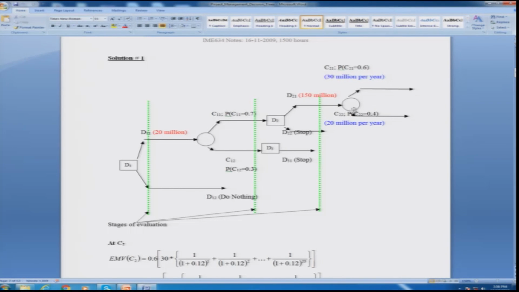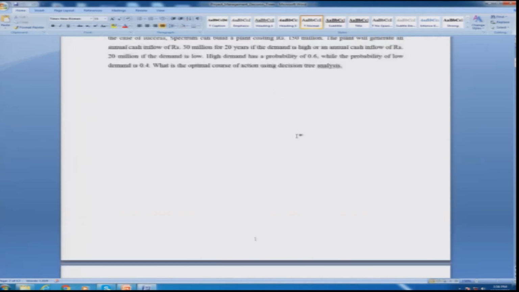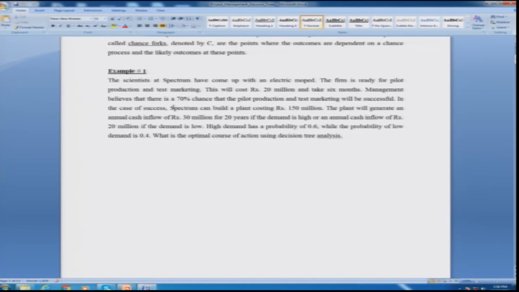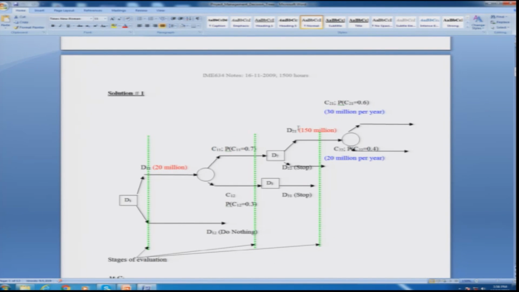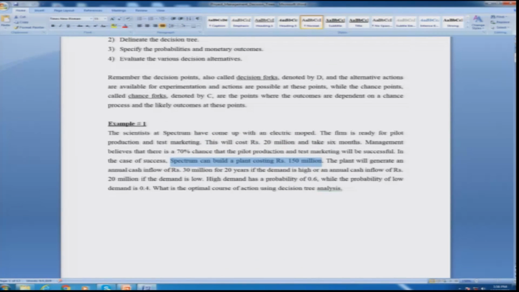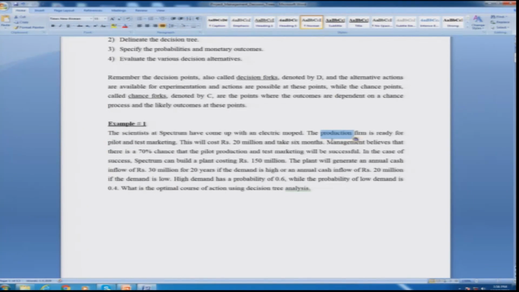Now, this is what I call C22, that means there are 2 alternatives occurring, there is a chance. Now, this 150 means that you are investing. So, if you read the problem, let me go back to the problem again. Spectrum can build a plant considering 150. So, this 150 is the actual investment, and this 200 actually means it will cost to take the test and the pilot production to happen.